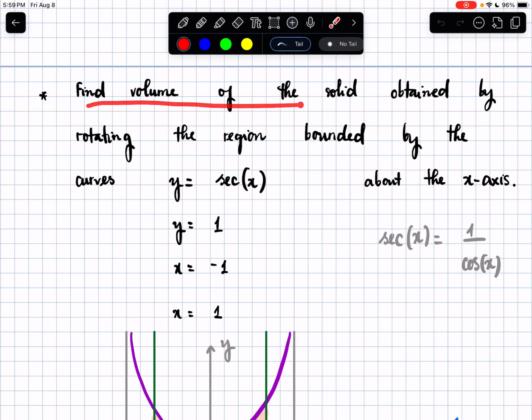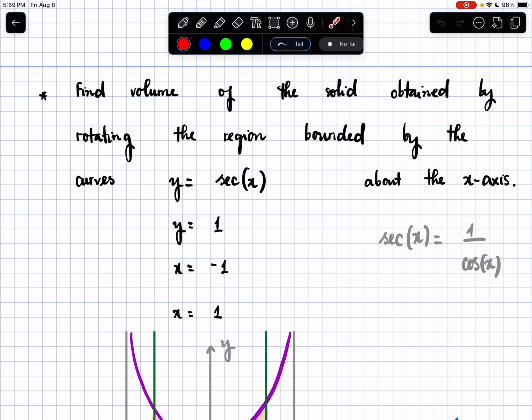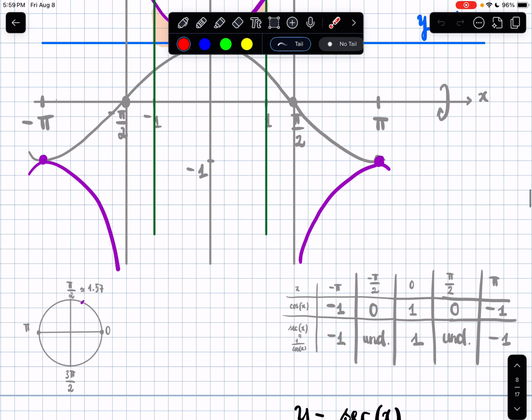Here we find the volume of the solid obtained by rotating the region bounded by these four curves about the x-axis. The first curve is y equal to secant of x, which is 1 divided by cosine of x. To graph this function, we picked a few points.